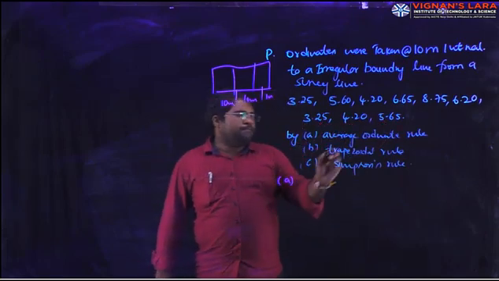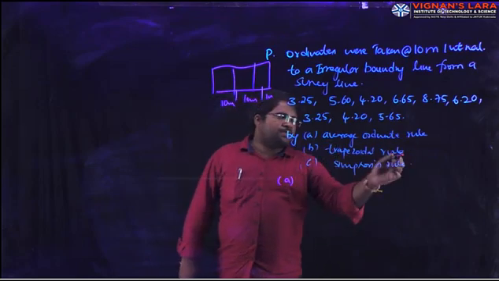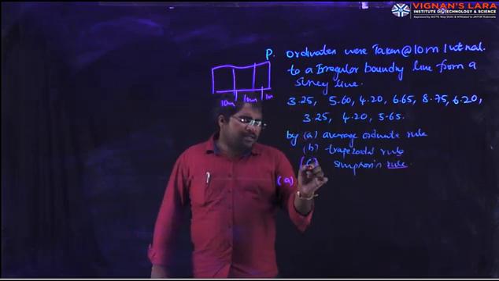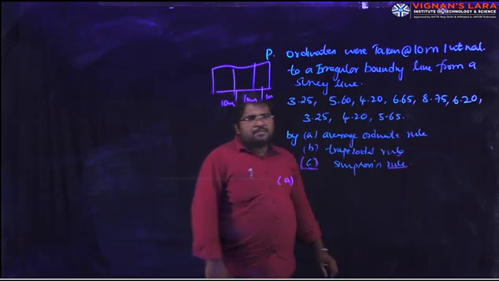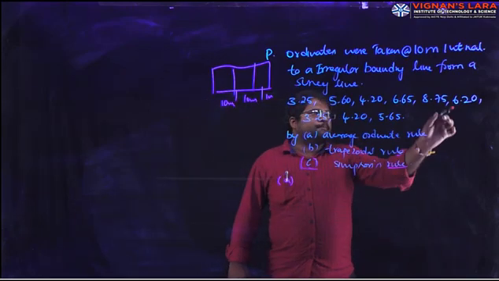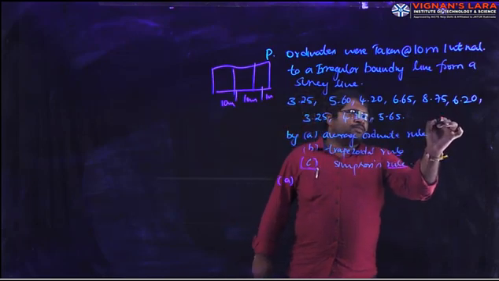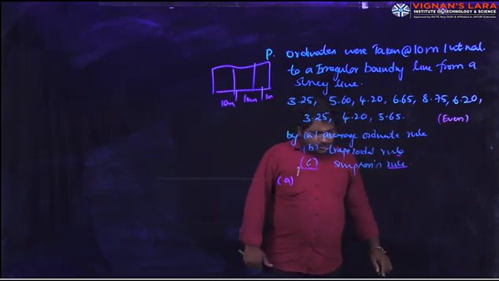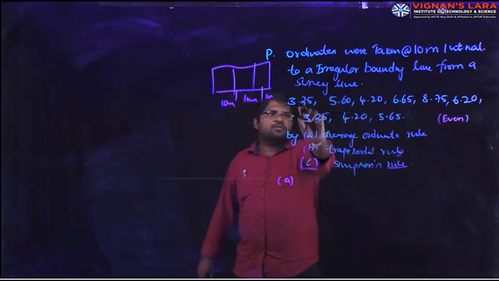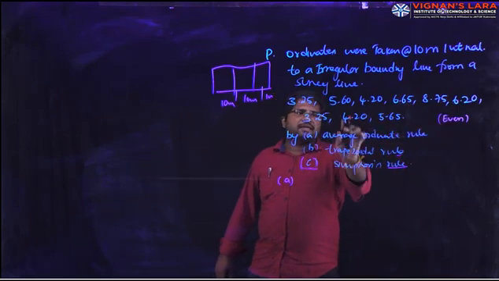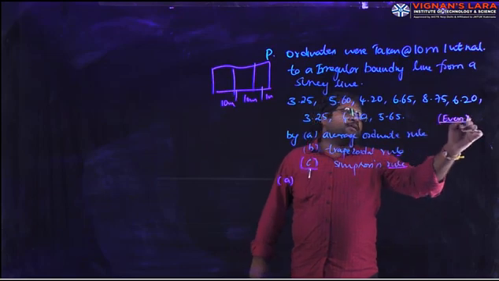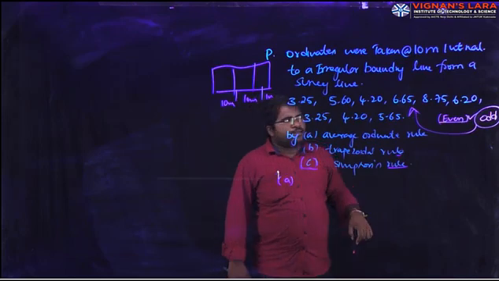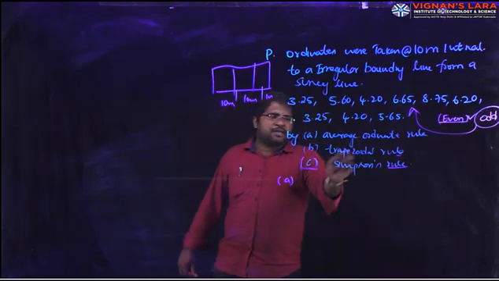By using the average ordinate rule, the trapezoidal rule, and also Simpson's rule. One point I need to tell regarding Simpson's rule: it is applicable whenever the number of segments is even, so the total number of ordinates will be odd. Here we have 9 ordinates, which is odd, so now we can use Simpson's rule.